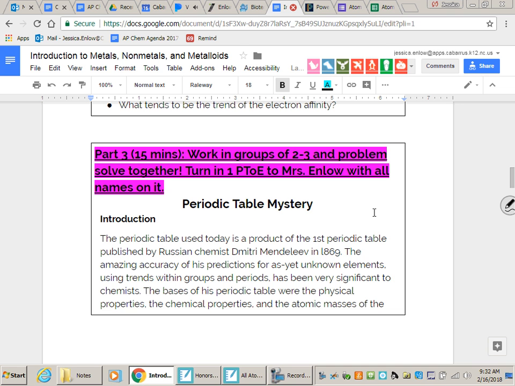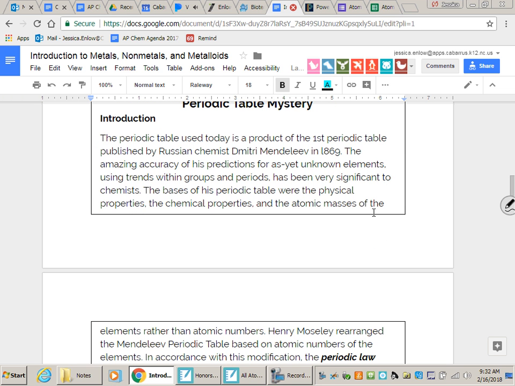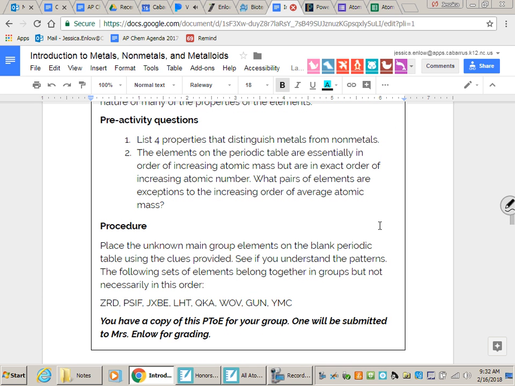Alright, I'm going to explain this before you start without me. So eyes up here, if you're still looking at your computer, I need you to look up here for me. Periodic table mystery, introduction: it gives you a little bit about Dmitri Mendeleev, the scientist who helped predict where the elements are on the periodic table. I'll let you read that in a second. Pre-activity questions take just maybe 2 minutes of your time. You'll do that in just a moment. Procedure.